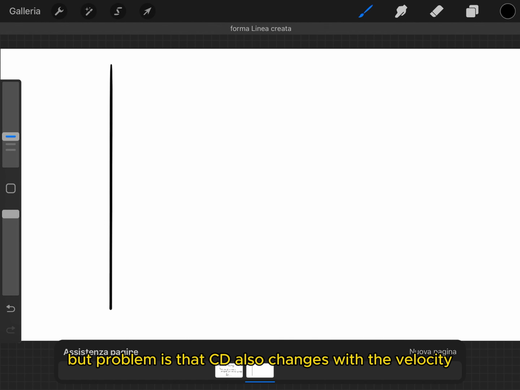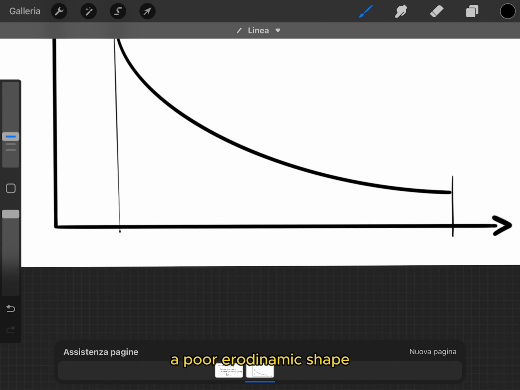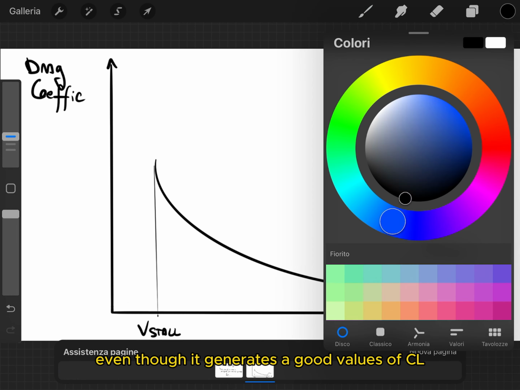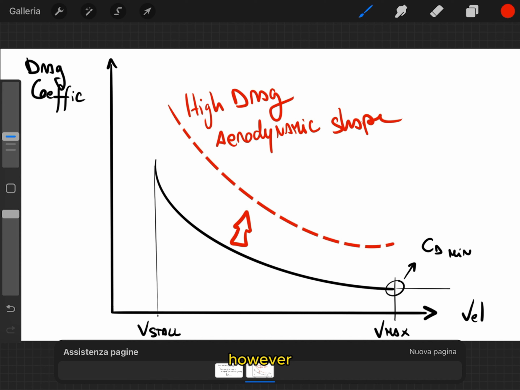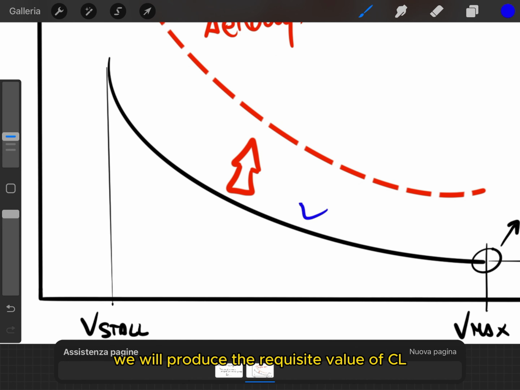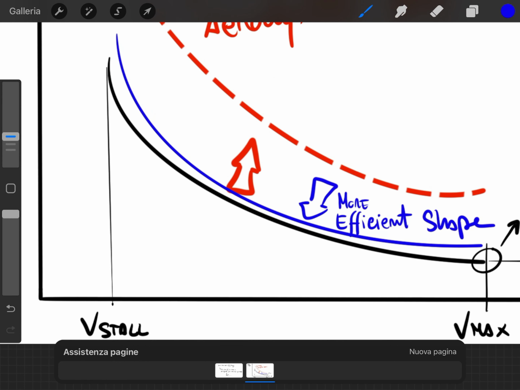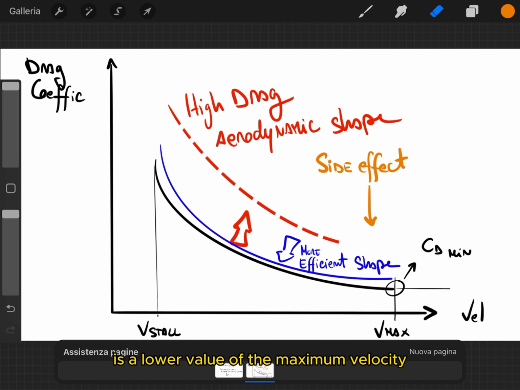But the problem is that CD also changes with the velocity. A poor aerodynamic shape, even though it generates good values of CL, will have high values of CD as denoted by the dashed curve. However, if we design an efficient shape, we will produce the requisite value of CL with much lower drag. A side effect of the high drag shape is a lower value of the maximum velocity for the same maximum thrust.